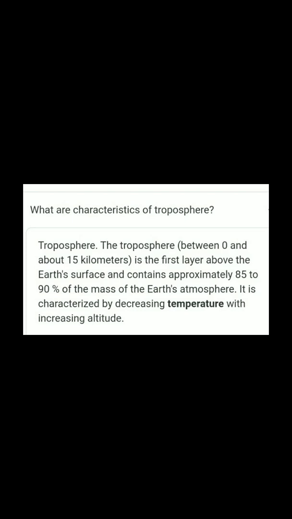Then one most important question you may get in the exam: what are the characteristics of the troposphere? The troposphere, between 0 and about 15 kilometers, is the first layer above the earth's surface and contains approximately 85 to 90% of the earth's atmosphere. It is characterized by decreasing temperature with increasing altitude. Okay, I think you get this point.